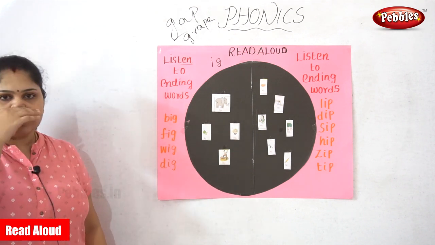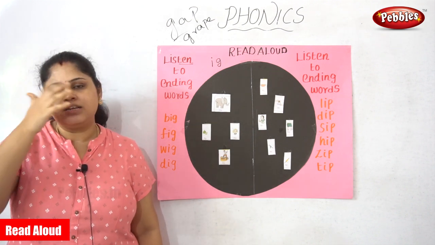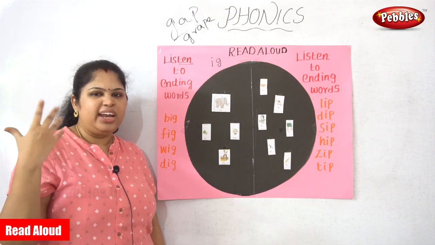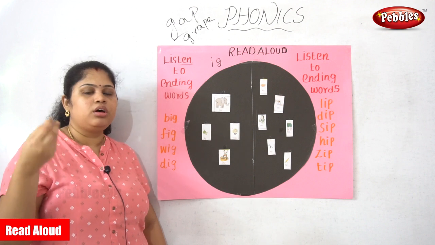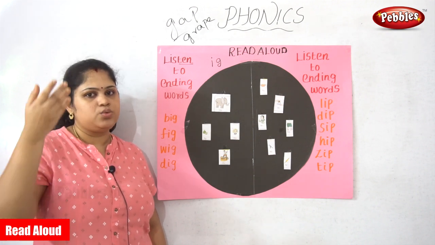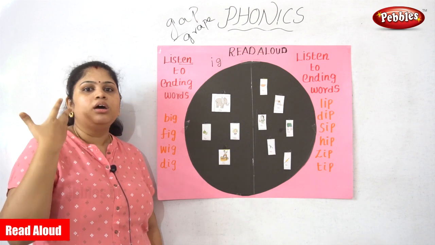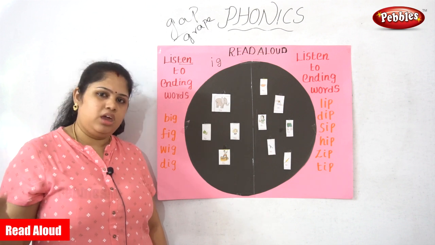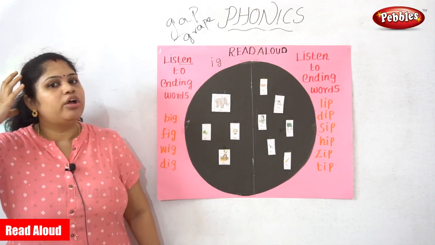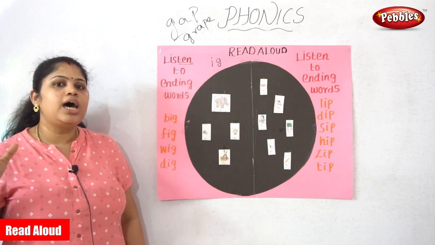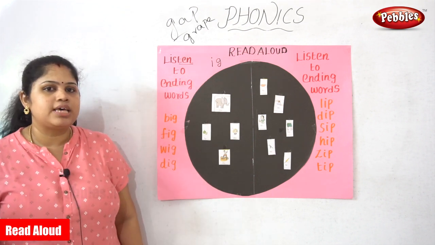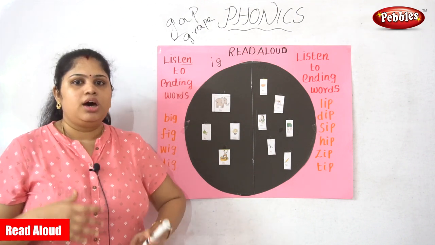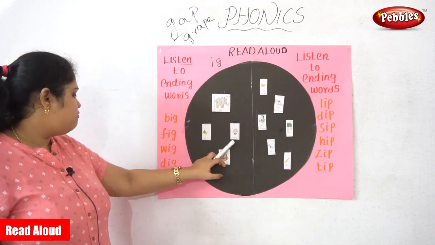Next, wig. Wig means hair extension. If somebody wears a wig for a drama, you can see it in the TV serials. When they are making someone look like a rishi or a king or a queen, they will have a wig on their hair, isn't it? So that is called a wig. Very simply, artificial hair is called a wig.